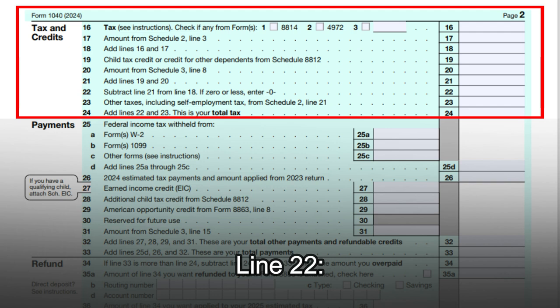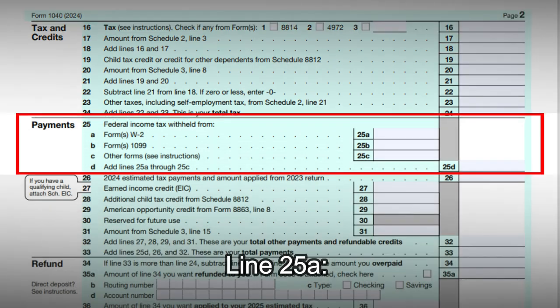Line 22. Subtract line 21, total credits, from line 18, total tax before credits. If the result is 0 or less, enter 0 on this line. This represents your tax after applying the credits. Line 23, this is where you add any other taxes you owe, such as self-employment tax or additional taxes from Schedule 2, line 21. Line 24, the final step is to add lines 22 and 23, which gives you your total tax liability after all credits and adjustments.